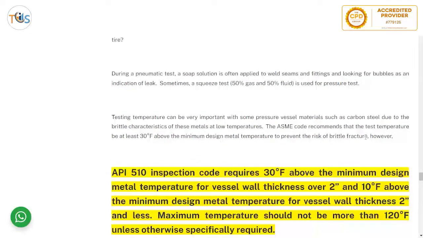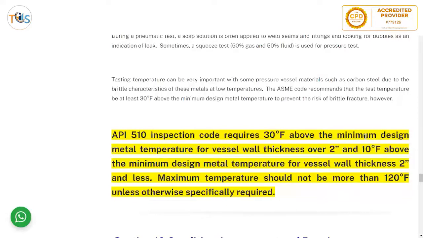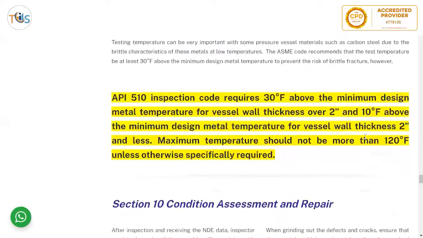Have you ever blown out a car tire? During a pneumatic test, a soap solution is often applied to weld seams and fittings, looking for bubbles as an indication of a leak. Sometimes a squeeze test, 50% gas, 50% fluid, is used for pressure testing.